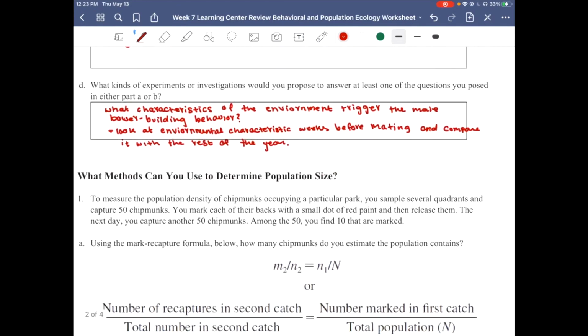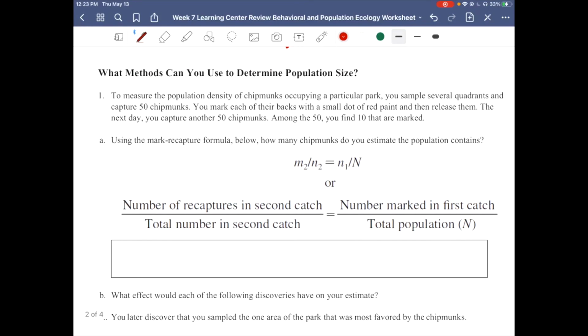All right, so we're going to be looking at how people actually determine population size in the wild. So, to measure population density, here they're using chipmunks as a specific example, but this can be done with different organisms. Like, I remember in high school, we did one with bees. You would capture bees and put a little red dot on them and then release them back again and see if we captured the same bees. But here they're talking about chipmunks especially, and they want to measure the population density in a specific park.